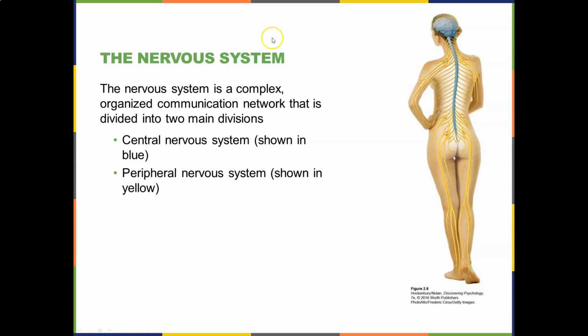Here's another diagram too. The central nervous system is what's shown in blue right here. This is the brain and the spinal cord. And the peripheral nervous system is all in yellow. I put those two in there to help you memorize whichever image sticks with you the most.